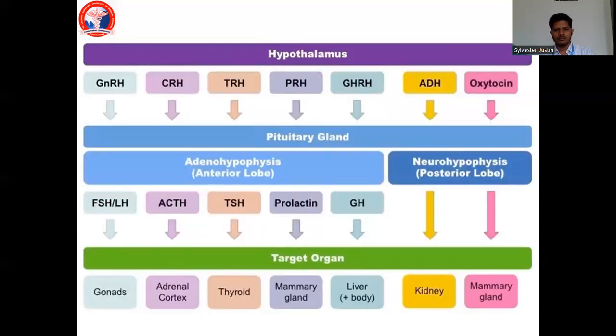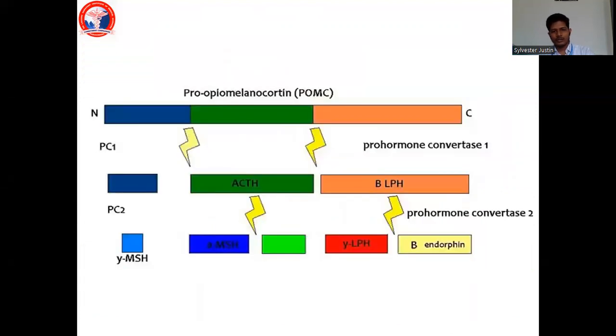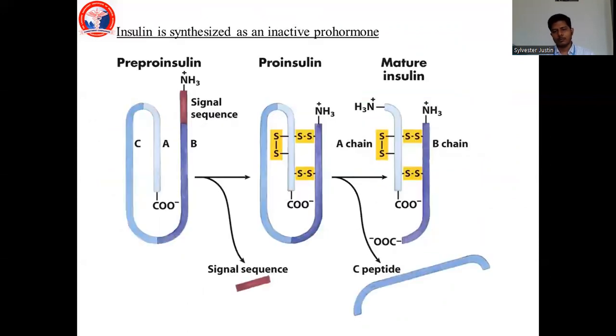A schematic diagram showing the same thing again, the endocrine symphony. This is showing a pre-pro hormone, pro-opiomelanocortin, which is further broken down into ACTH and beta lipoprotein. So this is how pro-hormone becomes a mature hormone. Another example is insulin: a pre-pro-insulin loses a signal sequence to become pro-insulin, which loses a C-peptide to become mature insulin, which looks like two strands of amino acids joined together by disulfide bridges.